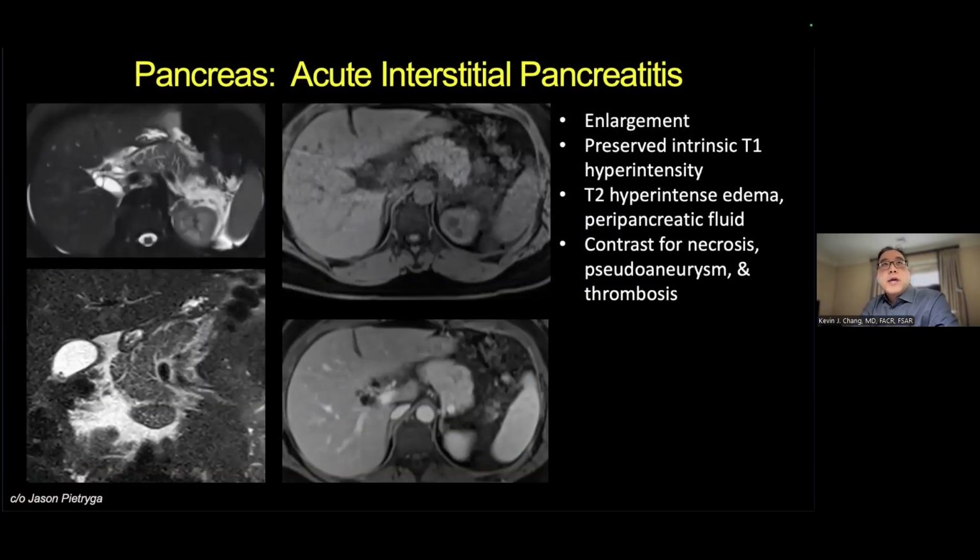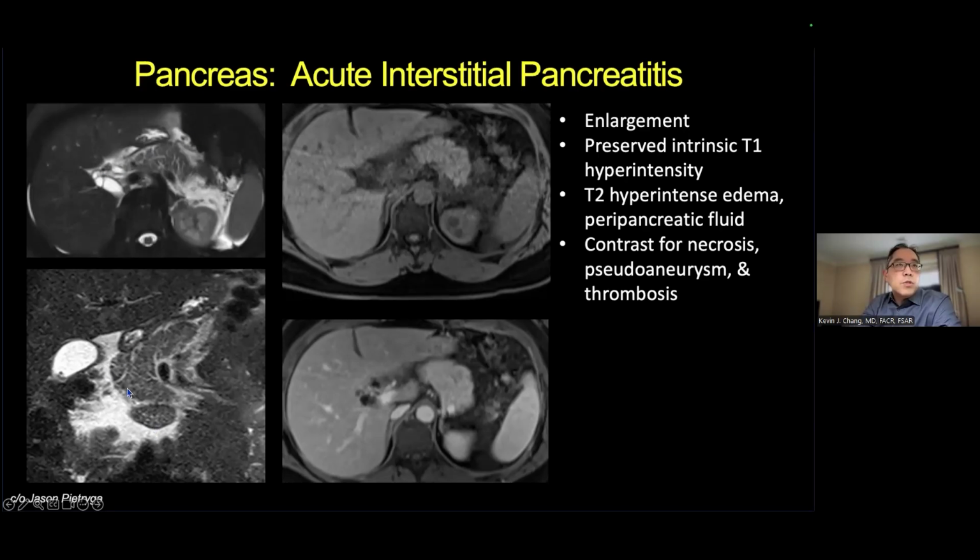Here's a typical case of acute interstitial pancreatitis on MRI. These two images are T2-weighted fat-saturated images in the axial and the coronal plane here. And you can see a lot of T2 hyperintense edema within the interstices of the pancreas, as well as in the peripancreatic soft tissues throughout the retroperitoneum. It looks like it's extending into the pararenal space on the left side as well. And then there's also some ascites in a perisplenic and upper abdominal distribution.